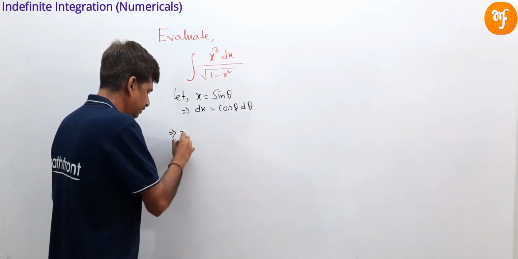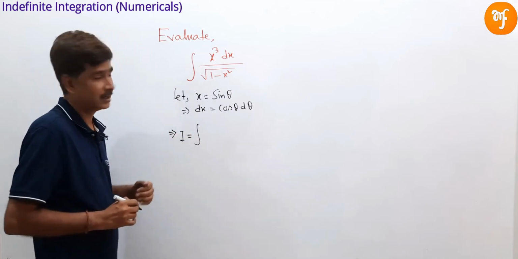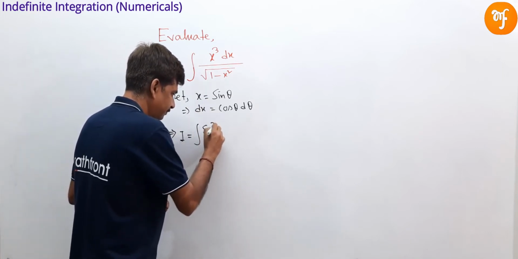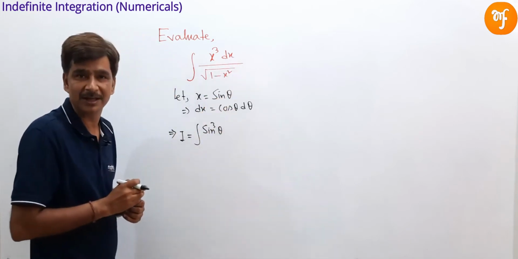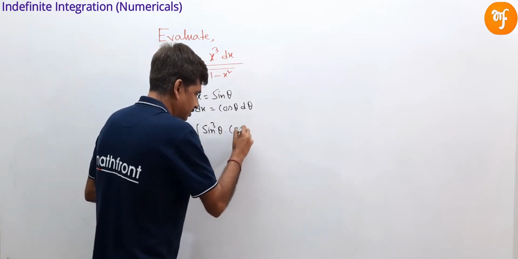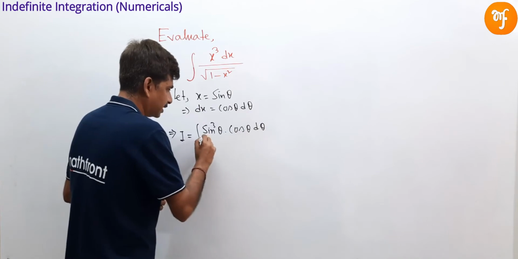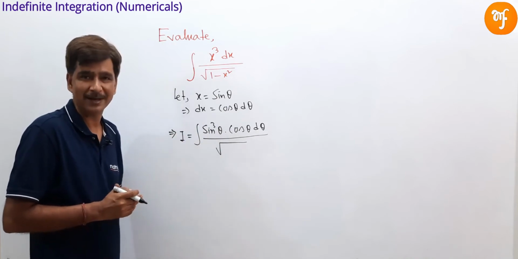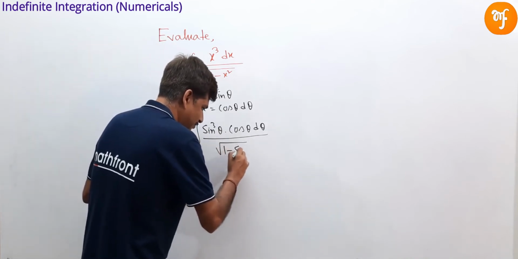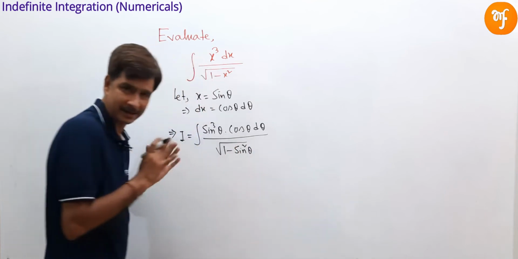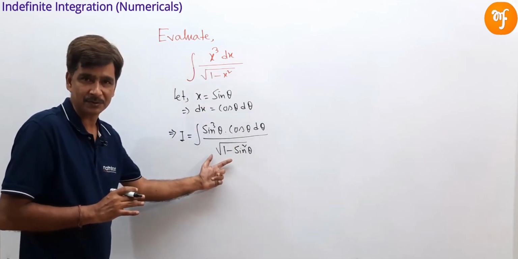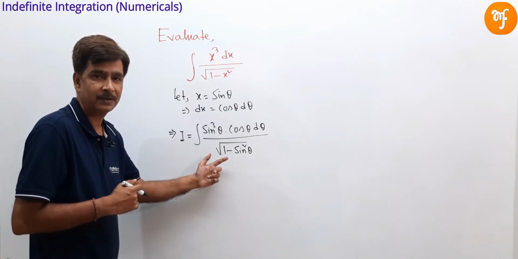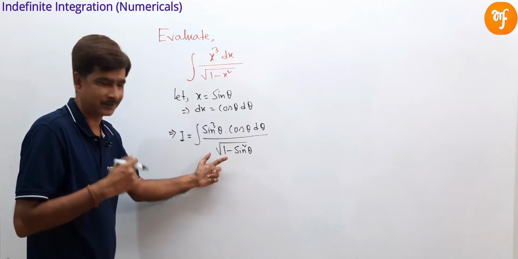Now what will be the integration? So the integration becomes I is equal to integration of, instead of x cube we will write sine cube theta, instead of dx we will write cos theta d theta, whole divided by square root of 1 minus x square. So 1 minus x square will be 1 minus sine square theta. Clear? Obviously we will simplify in the next step. Square root of 1 minus sine square theta becomes cos theta.